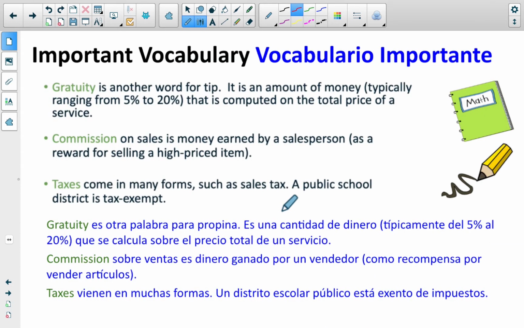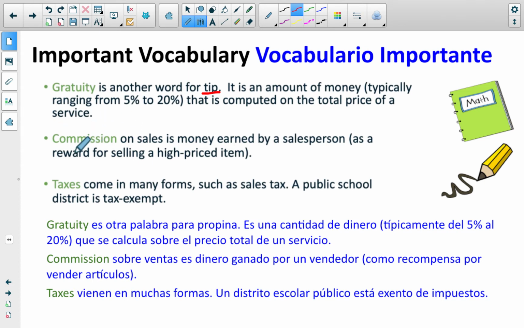For today's lesson, we have some important vocabulary. I want you guys to make sure you write this down. We're dealing with gratuity, commission, and taxes. Gratuity is simply another word for tip. So those are synonyms. Usually a gratuity ranges somewhere between 5 and 20%. Nowadays, 20% at restaurants is kind of the norm, and you go up and down from that based on how good your waiter or waitress does.